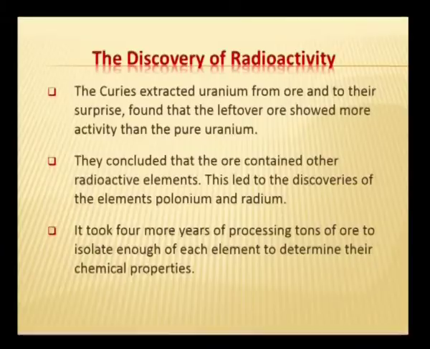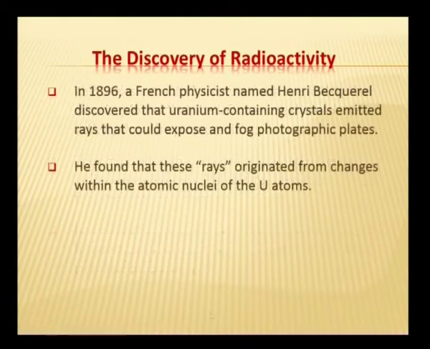They took long years of processing tons of ore to isolate enough of each element to determine their chemical and physical properties. In 1896, the French physicist Becquerel discovered that uranium containing crystals emitted rays that could expose the fog on the photographic plates. That is what we saw. He found these rays originated from changes within the atomic nuclei of the uranium atoms.